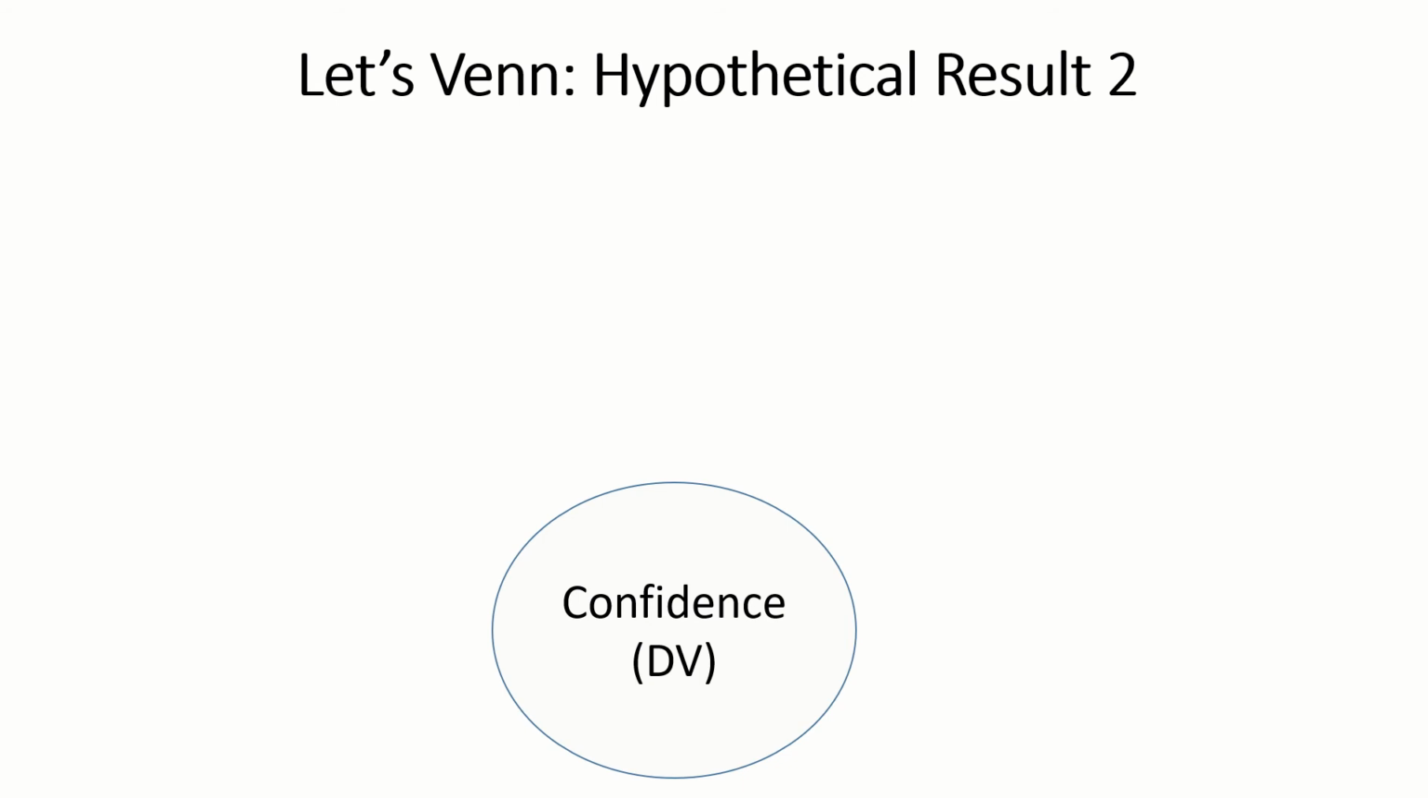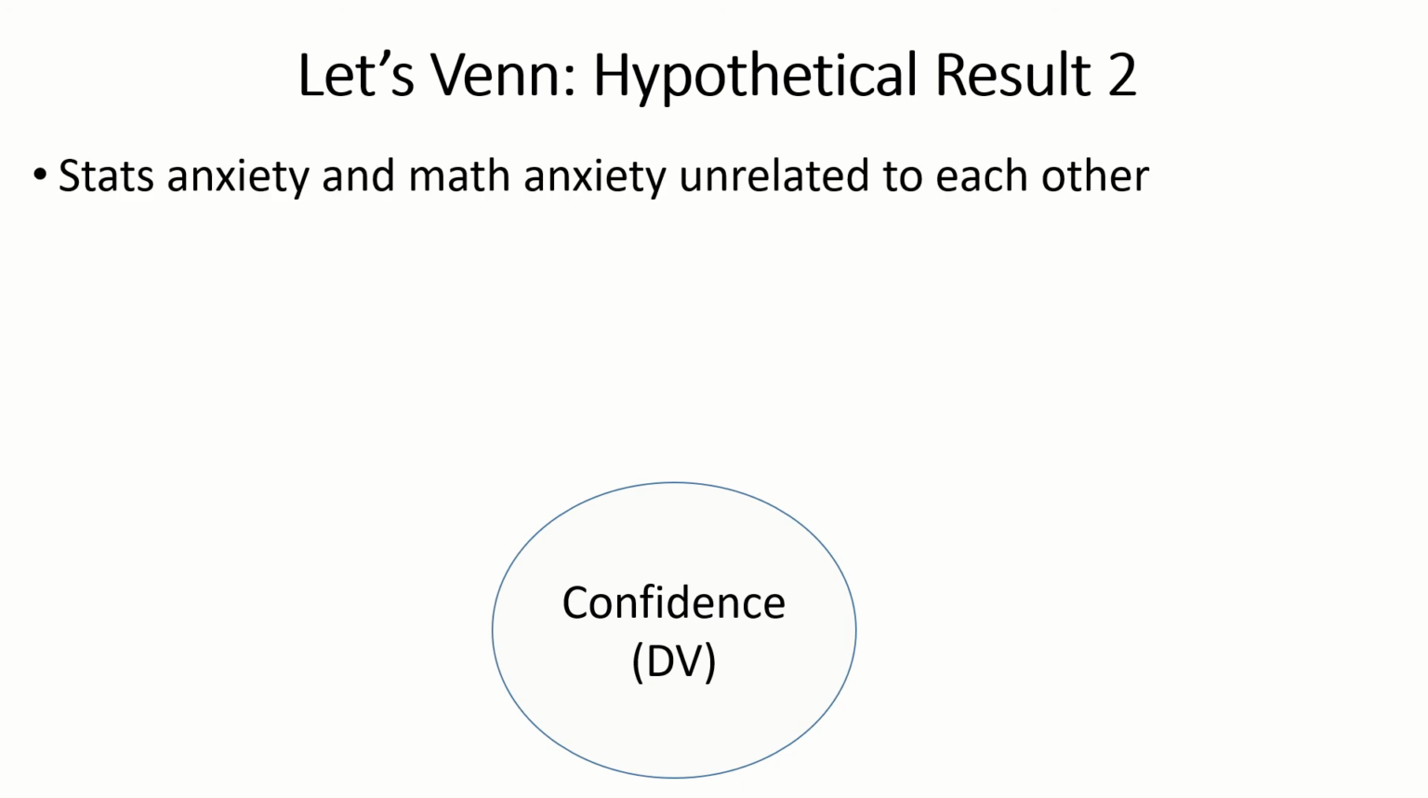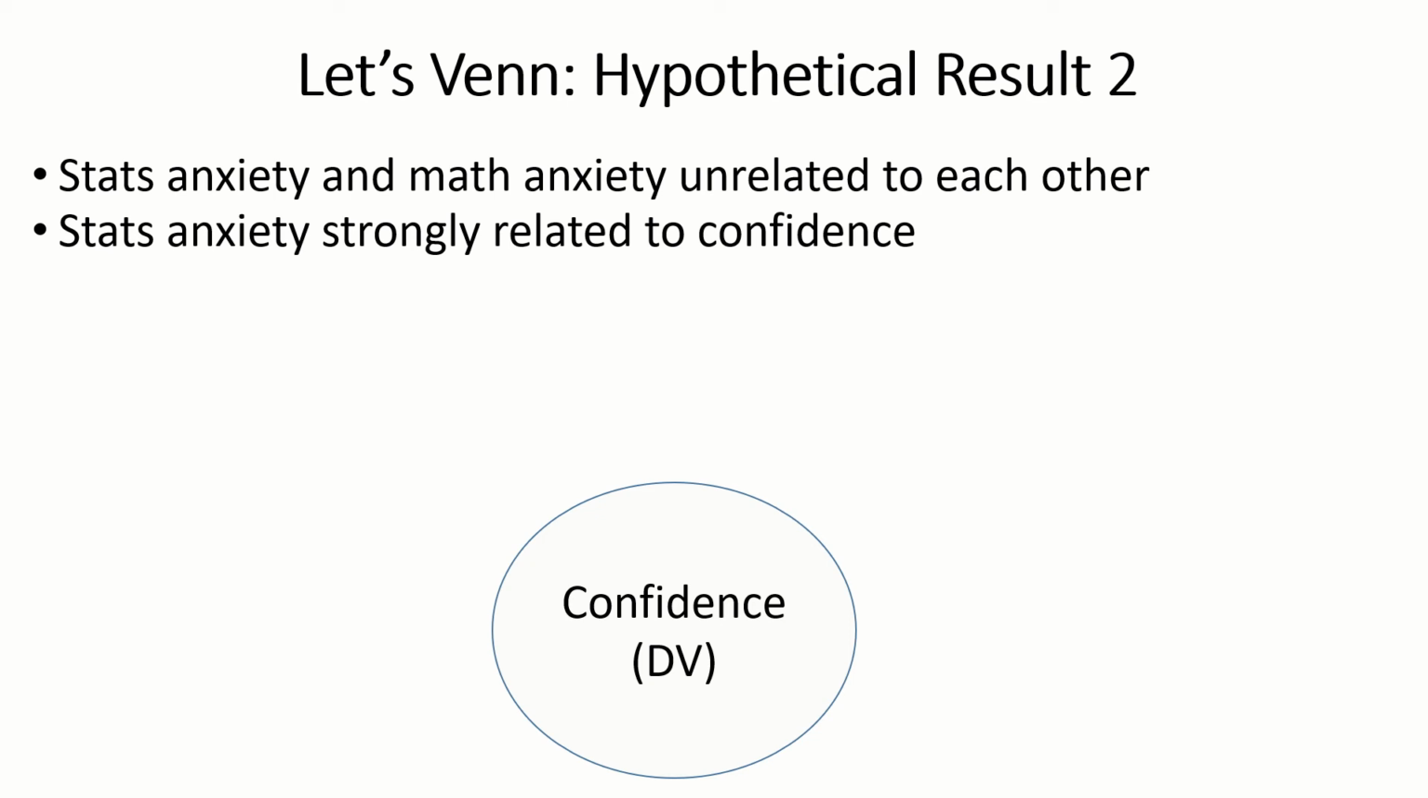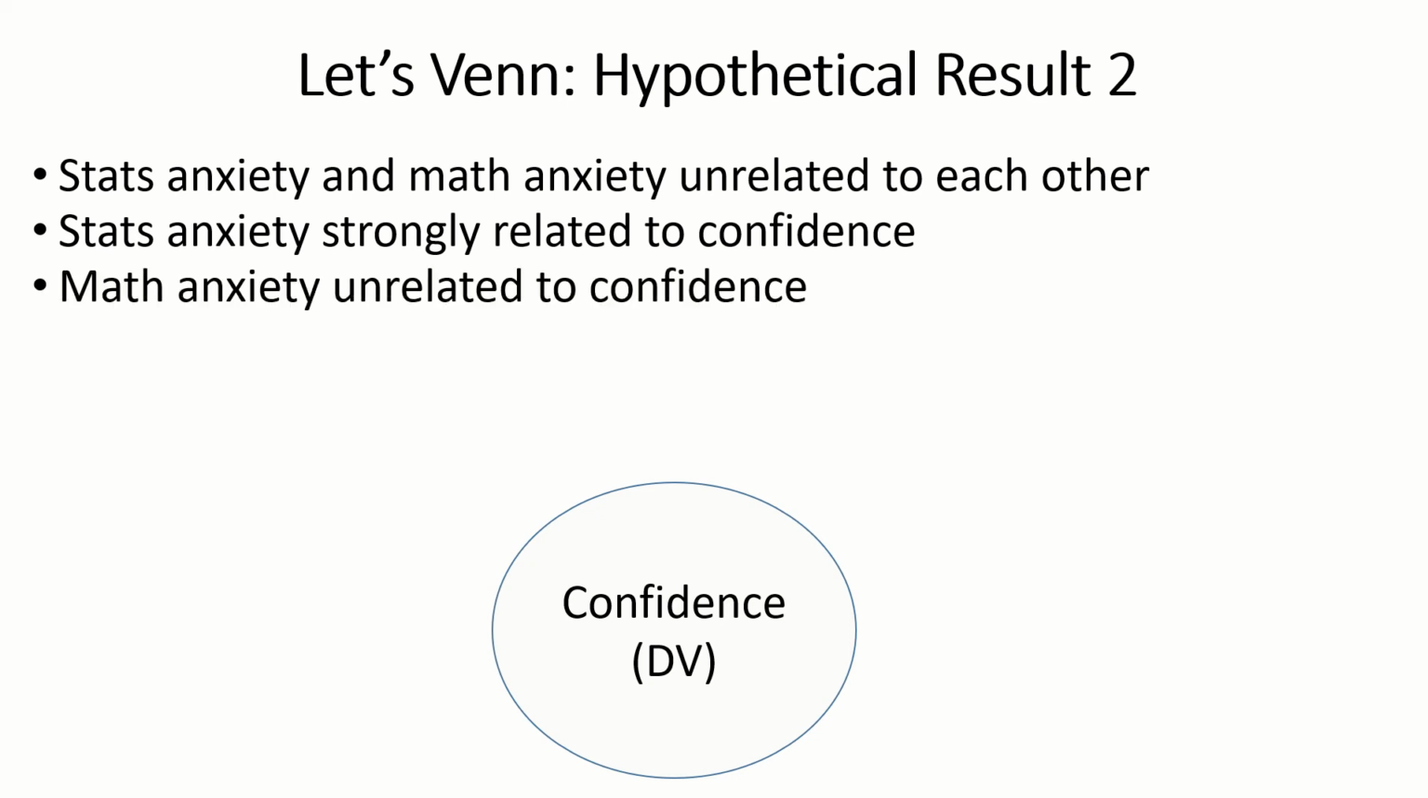For hypothetical result 2, we'll pretend that stats anxiety and math anxiety are still unrelated to each other. Here, stats anxiety is strongly related to confidence, though. But math anxiety is unrelated to confidence. So again, pause the video, draw what you think the Venn diagram should look like, and then on the next slide, we'll reveal what it should look like.